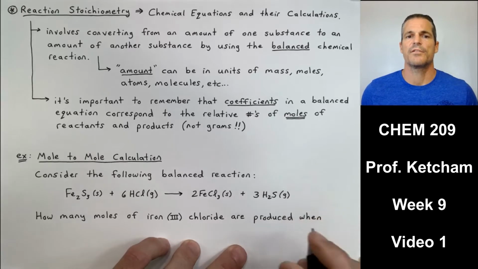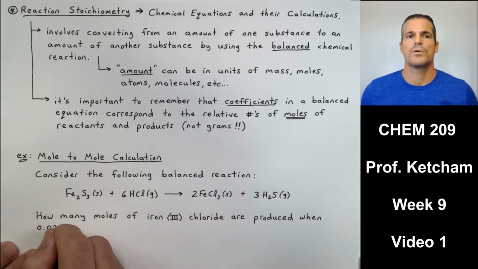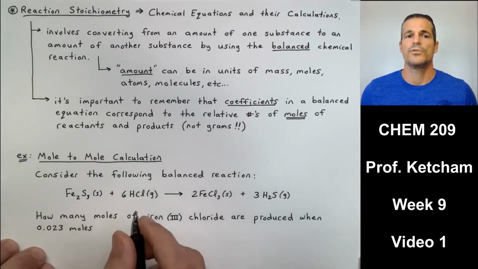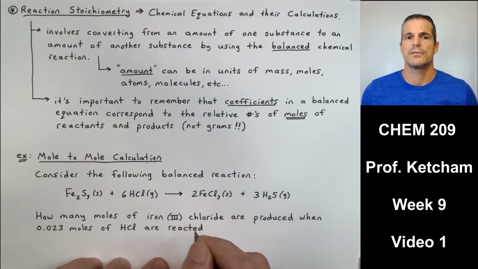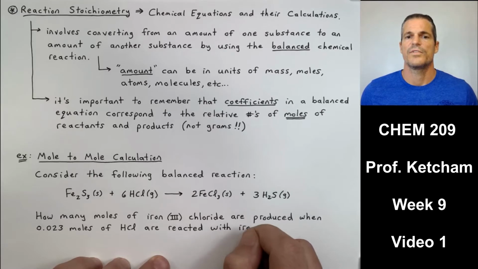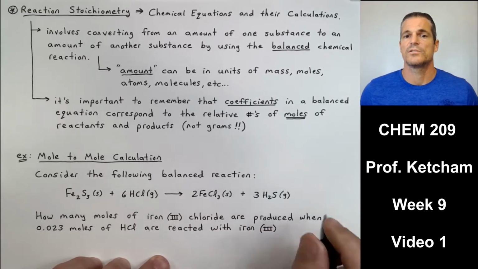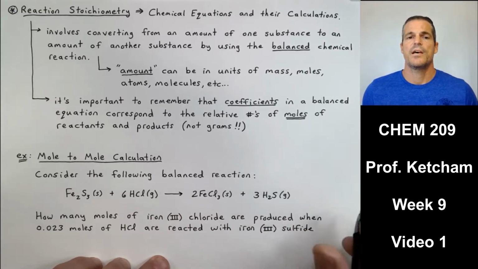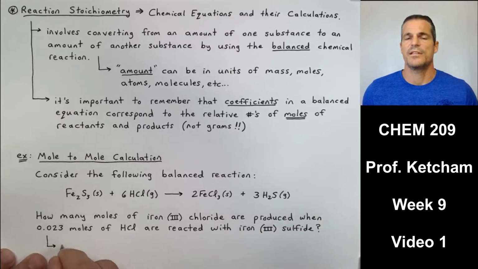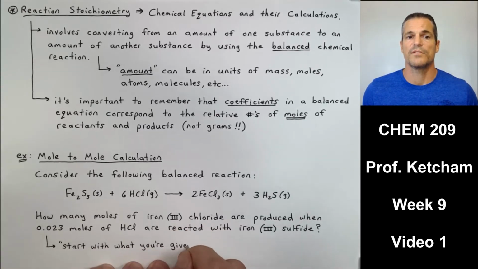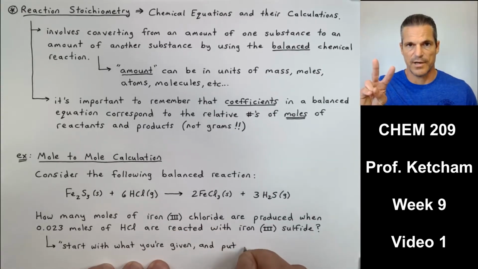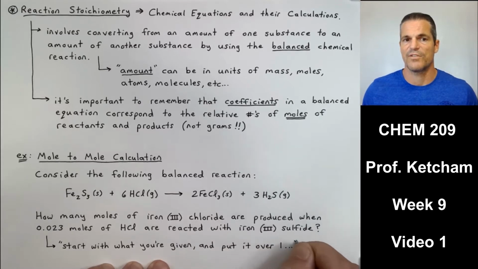How many moles of iron 3 chloride are produced when 0.023 moles of HCl are reacted with iron 3 sulfide? All right. Now, they just mentioned the iron 3 sulfide, but they didn't tell us anything about it. So I'm going to focus on what they did tell us about. They said 0.023 moles of HCl. 2 sig figs, by the way. So my answer will be 2 sig figs.